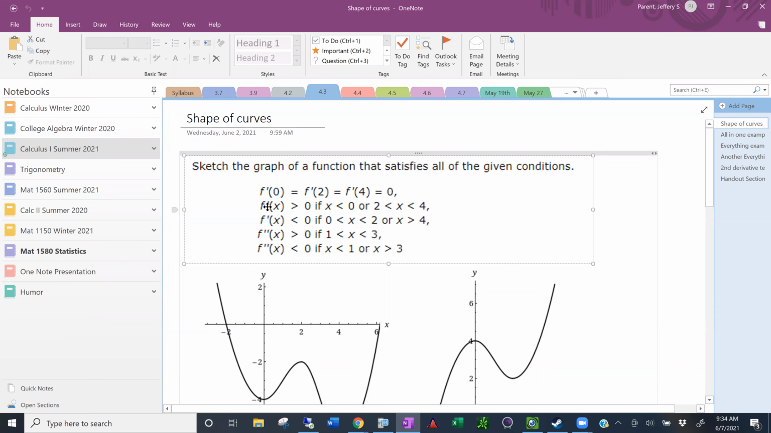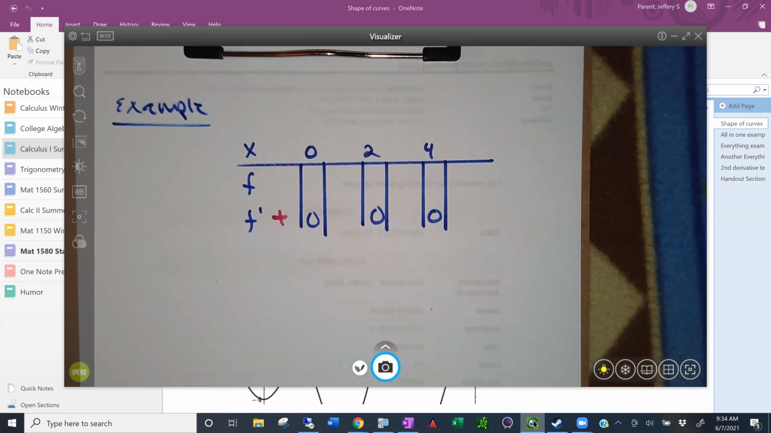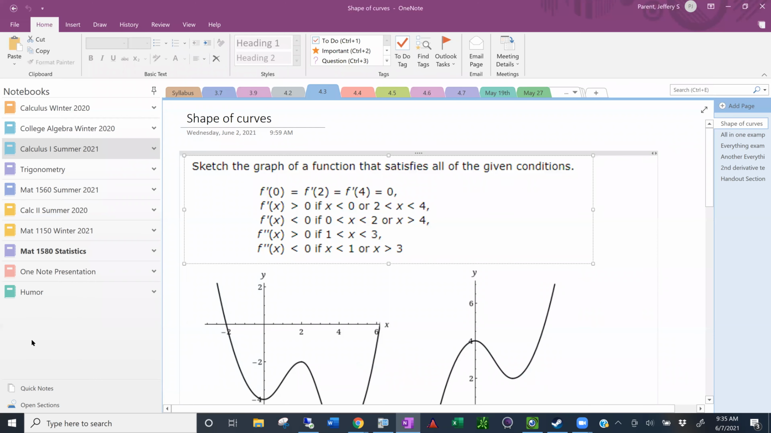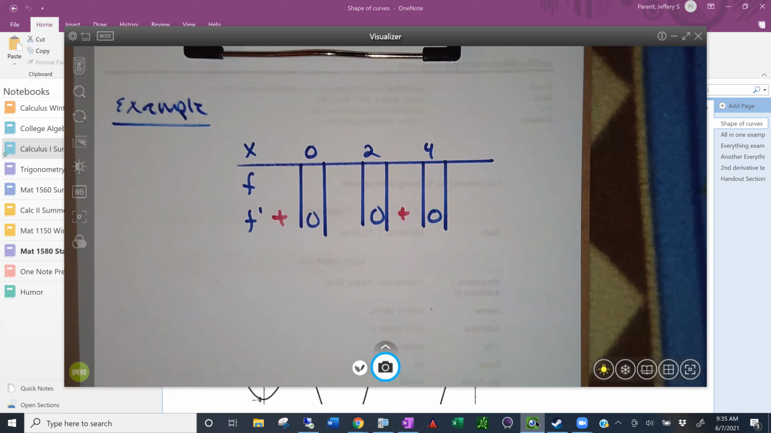They tell us that the first derivative is greater than 0 if x is less than 0. So to the left of this, I'm going to put a plus, because the first derivative is greater than 0 when x is less than 0. It's also greater than 0 between 2 and 4. So I'll put another little plus between 2 and 4.